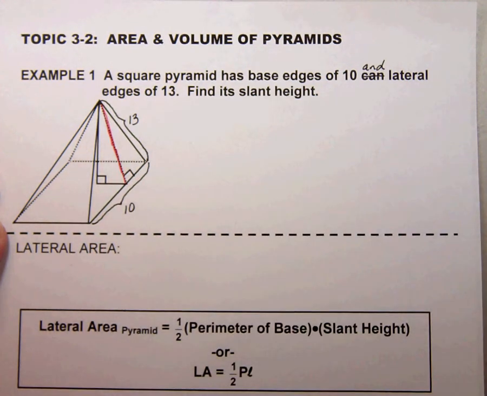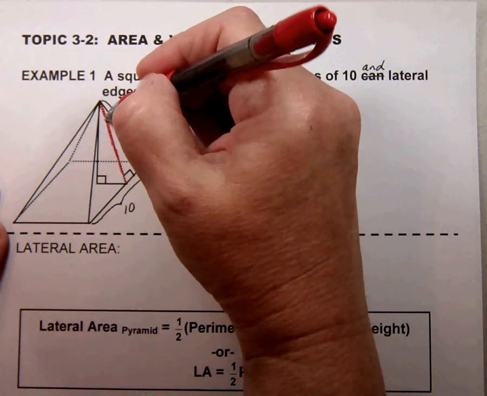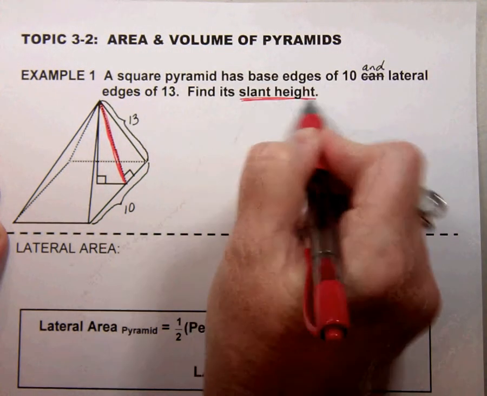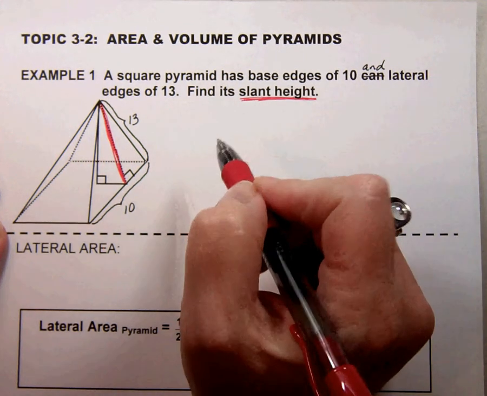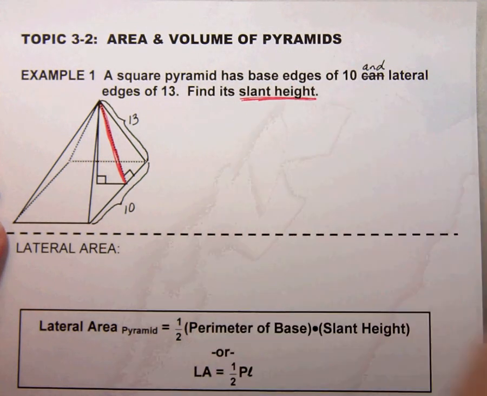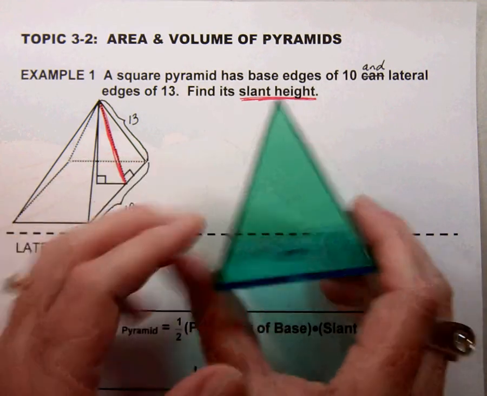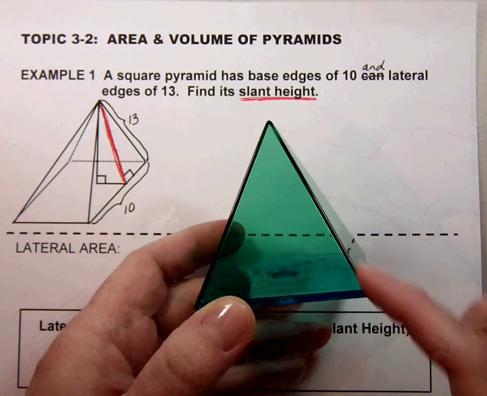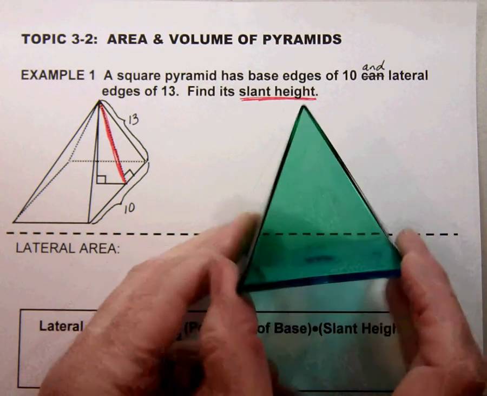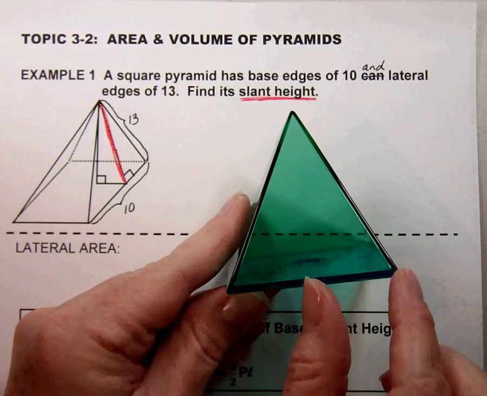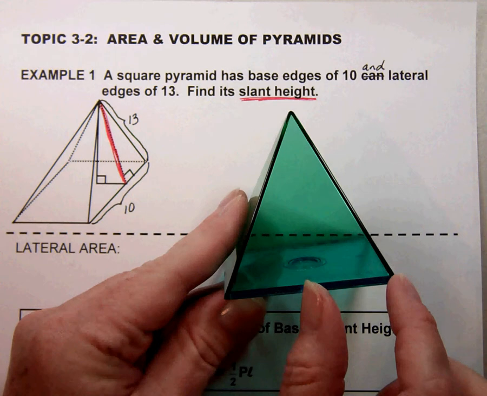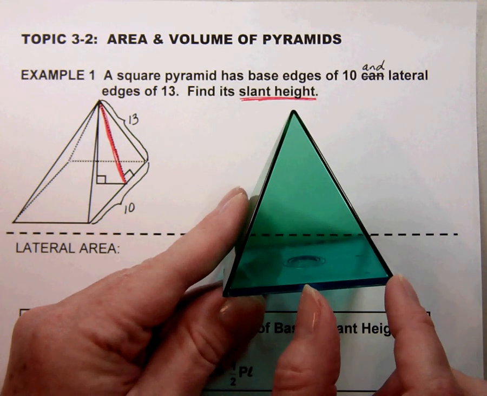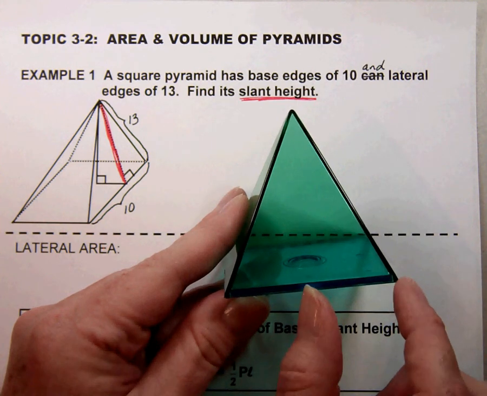Now I colored this one red. I don't know if you can see that, but the red one is the slant height, and that's what they want you to figure out. If this was the edge that's called the lateral edge and it's 13, and this one right here is 10, then you're going to have to think of that slant height always hits right in the middle right here where my thumb is. So that's going to make that length only 5.